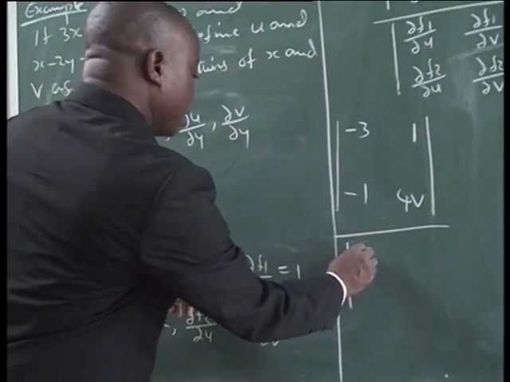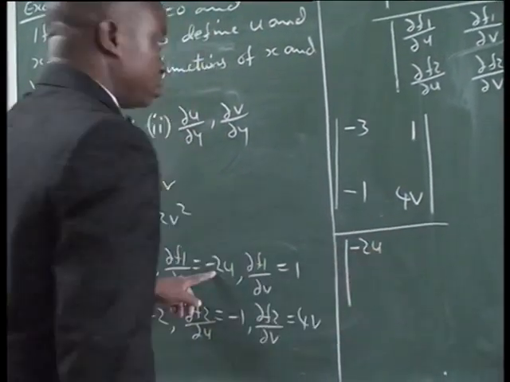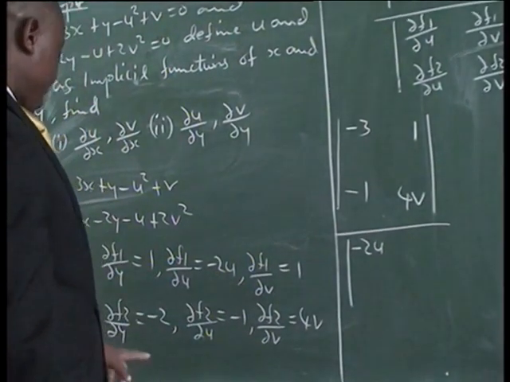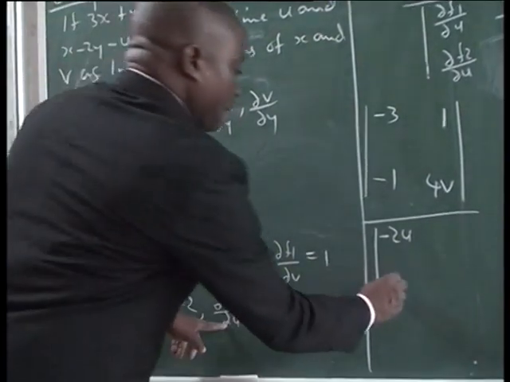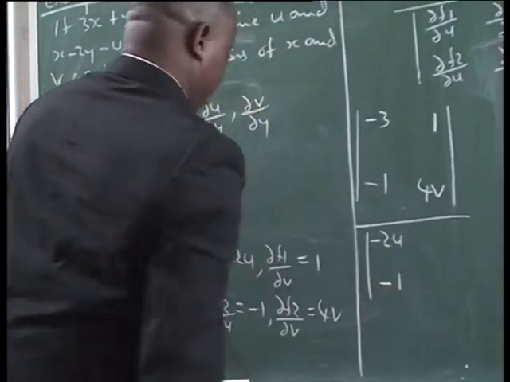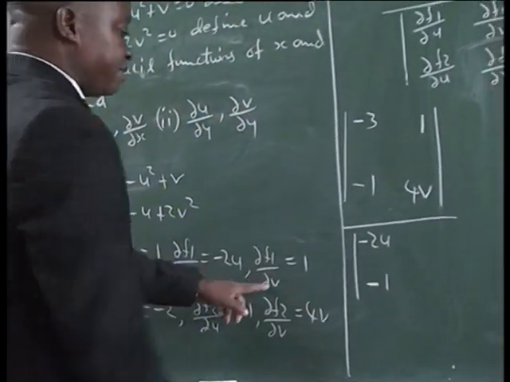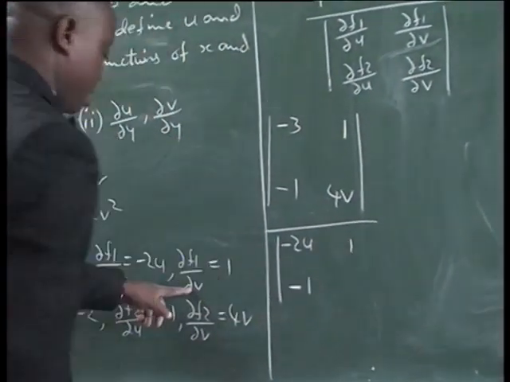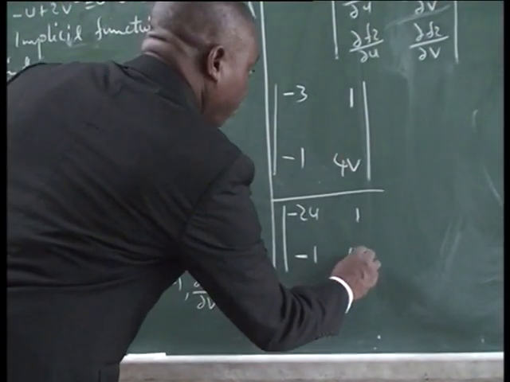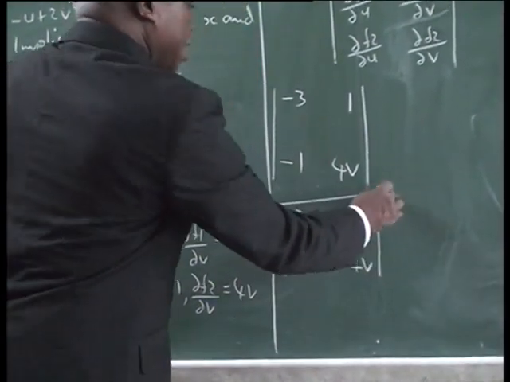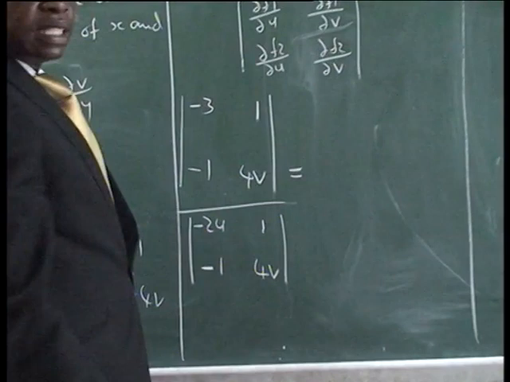Partial f1 partial u is minus 2u. Partial f2 partial u is minus 1. Then partial f1 partial v is 1. Partial f2 partial v is 4v. So with that, you can evaluate this determinant.